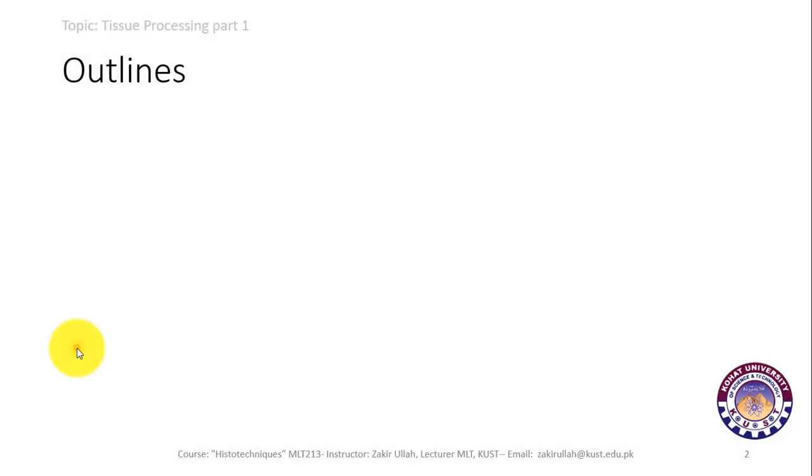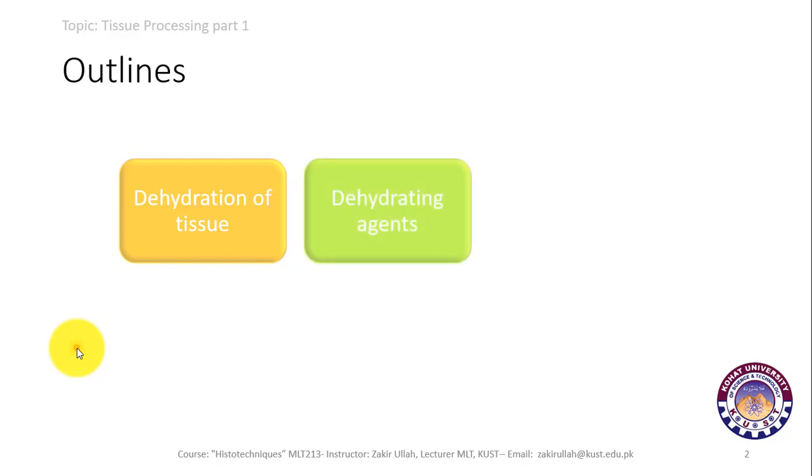The outline of today's lecture is: first, we will discuss the dehydration of the tissue, how the tissue can be dehydrated and how water molecules can be removed from the tissue. Second, we will discuss the different agents used for dehydration and the comparison among the different agents for the process of dehydration.